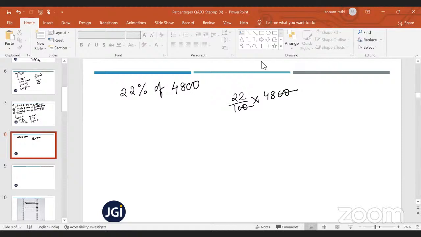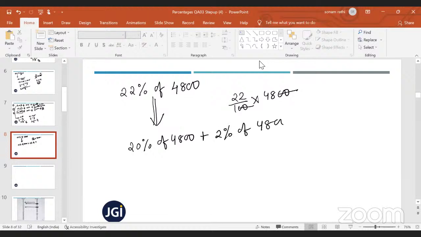Another way of solving it is you can break down the question. How can I break down the question? I will write 20% of 4800 plus 2% of 4800. Right? This is how we can break down the question. We know 20% of 4800 is 1/5 of 4800. Correct? Now we need to calculate 2% of 4800.